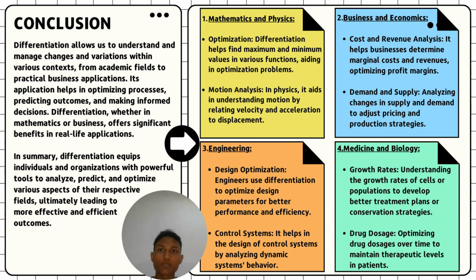So differentiation also contributes in medicine and biology for growth rates. It is because differentiation helps in better understanding of the growth rate of cells or populations to develop better treatment plans or conservation strategies. Other than that, differentiation can help us determine the right drug dosage by optimizing drug dosages over time to maintain therapeutic levels in patients.